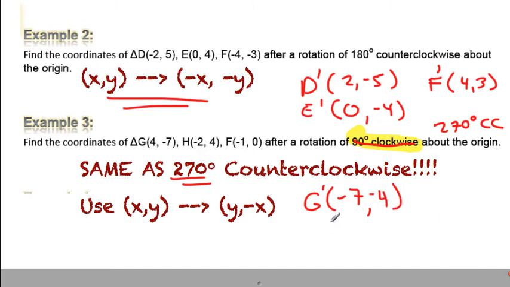All right, so we get G prime at -7, -4. How about H prime? We're going to get 4, and then -2, then you make it the opposite, it becomes 4, 2. Okay, how about F prime? So you switch it, you get 0, -1, but you got to change the second one, so it becomes +1. Voila, done! Okay, I hope you can follow what I did there.